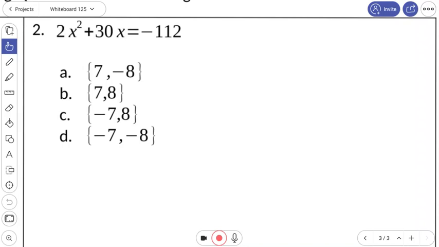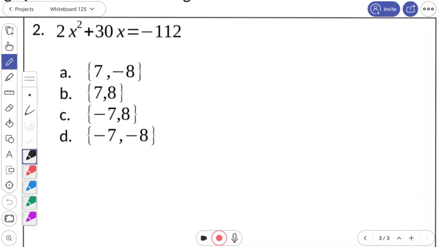Okay, guys, we are looking at a quadratic equation. 2x squared plus 30x equals negative 112. The first thing that I want you guys to remember is that you always want to set your equation equal to 0 if you're trying to factor this quadratic equation, which is what we're practicing right now. So let's go ahead and set our equation equal to 0 by adding 112 to both sides of our equation.